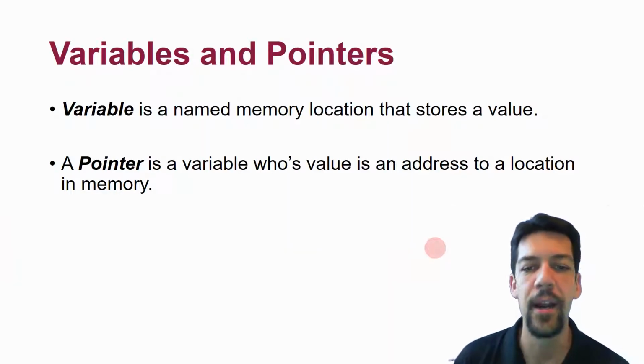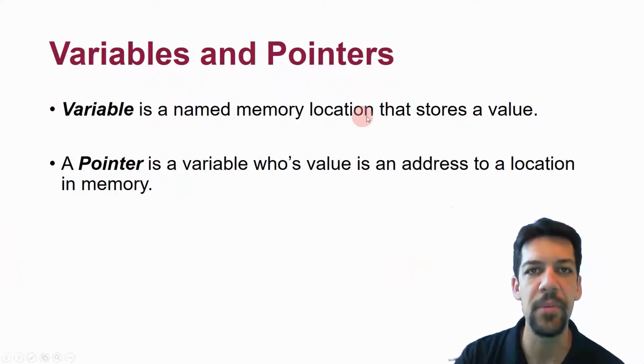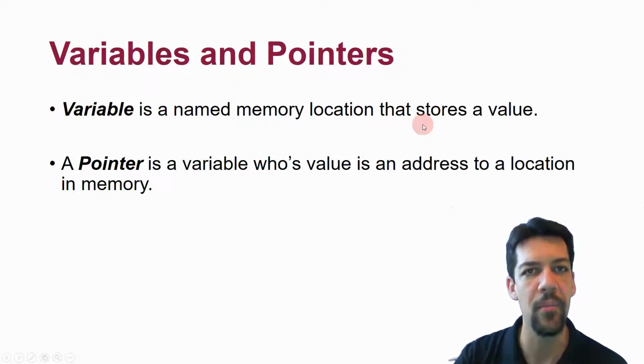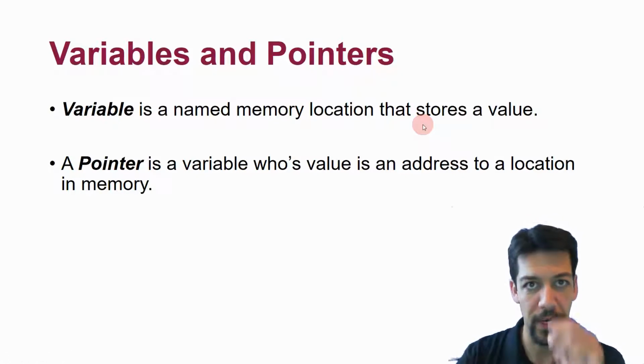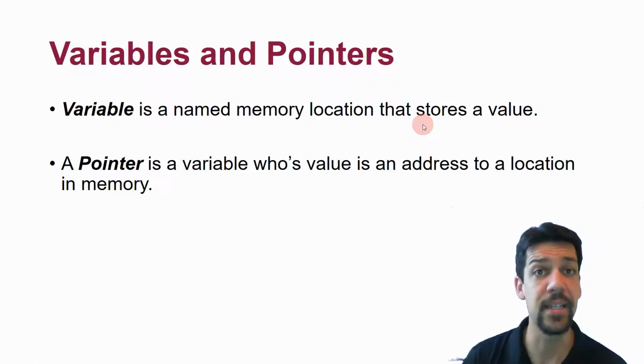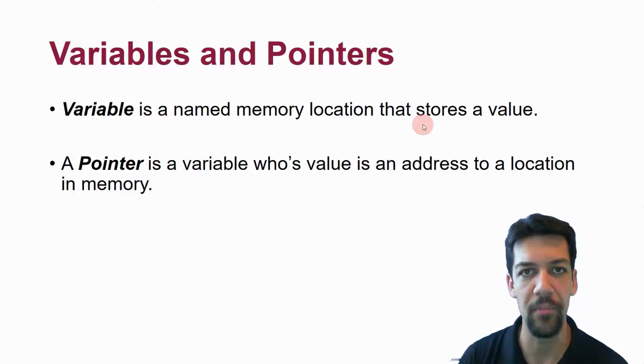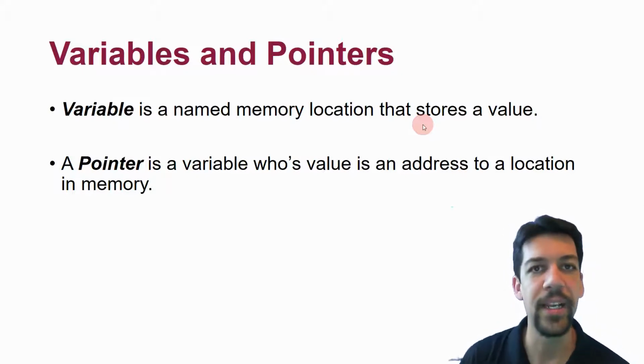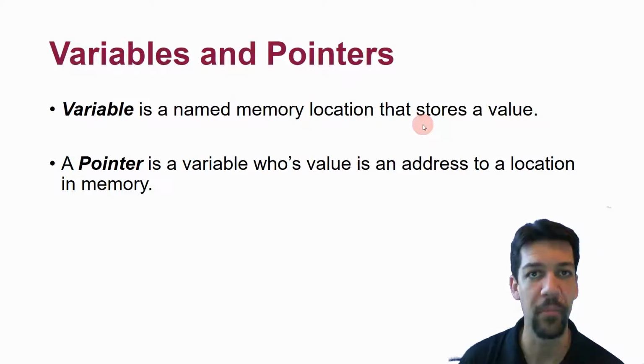So the thing here to remember is that a variable is a named memory location that stores a value. A variable is a location in memory that stores a value, right? A pointer is a variable, but its value is an address to a location in memory. So a variable is a name that refers to a location in memory that stores a value. A pointer is a variable that stores an address to another location in memory, right? And that's all it is, right?